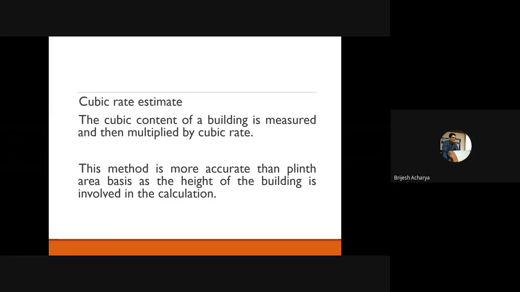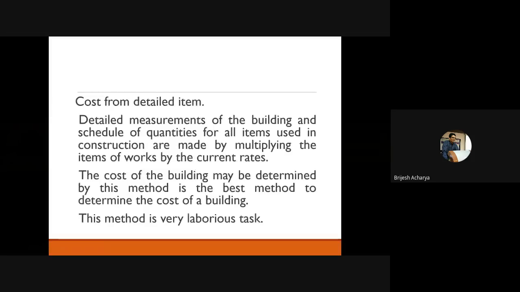Okay, so that is the cubic rate estimate method, which is used for finding out the value of a building. Then cost from detail items, as we do in item rate estimate, similarly you can work it out: take the measurements and find out the actual cost of the building using the current market rates. That is the fourth method, cost from detail items, right?